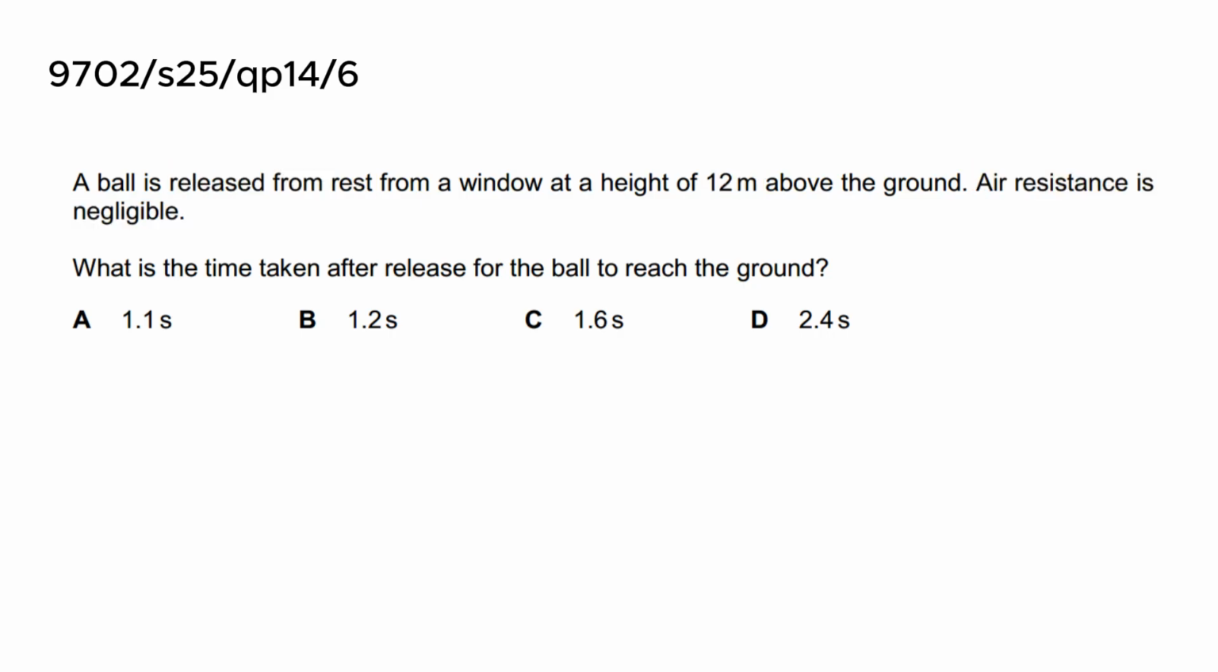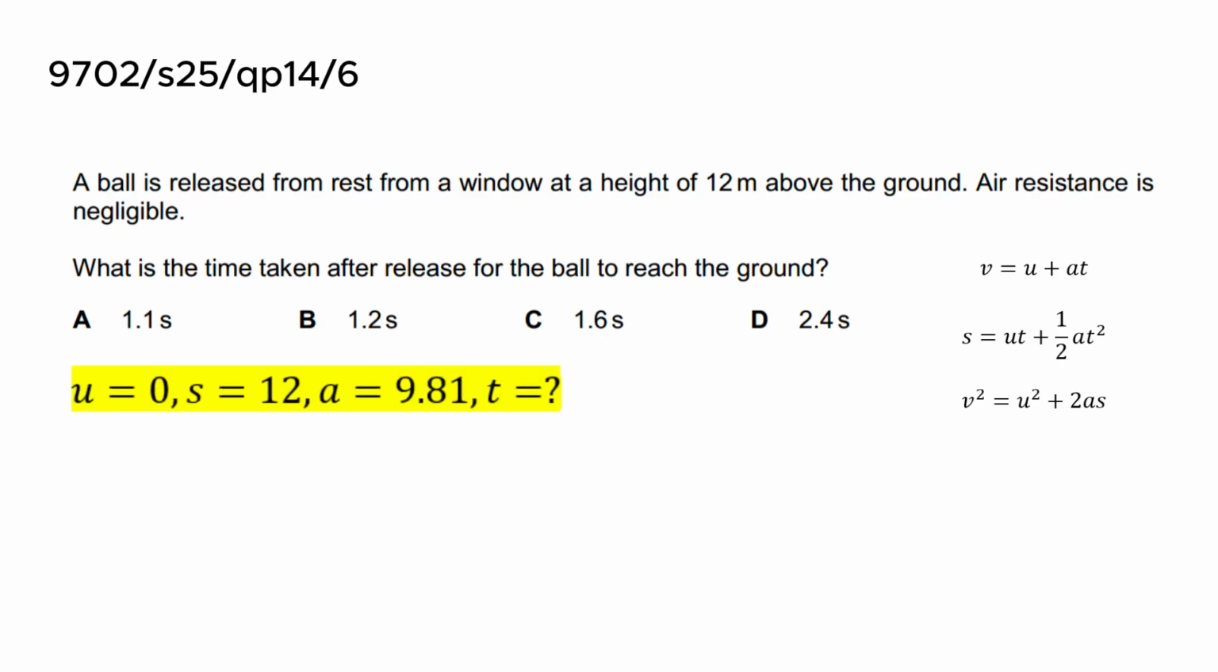Check the toolbox. Is acceleration constant? Yes. It's free fall under gravity, and air resistance is gone. This is a green light for SUVAT equations. Now we write down all the variables clearly. We need the equation that links U, S, A, and T. This is the one that we need.